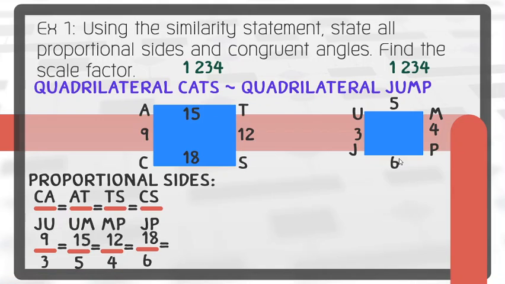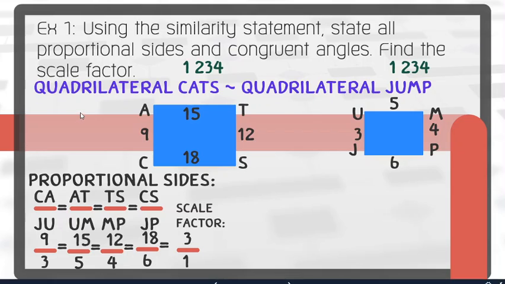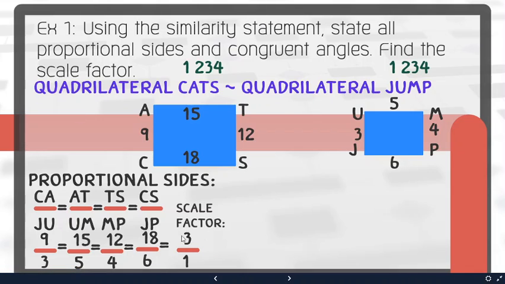And guess what, you guys? 18 over 6 also reduces down to 3. Okay, so since they are similar, all of our fractions should reduce down to the same number, which we call our scale factor. Cool beans, right?